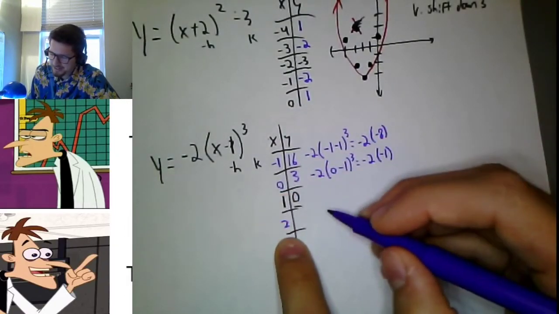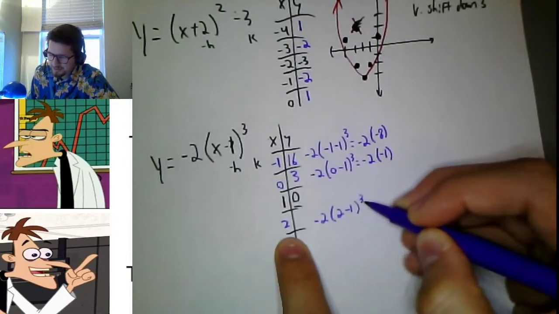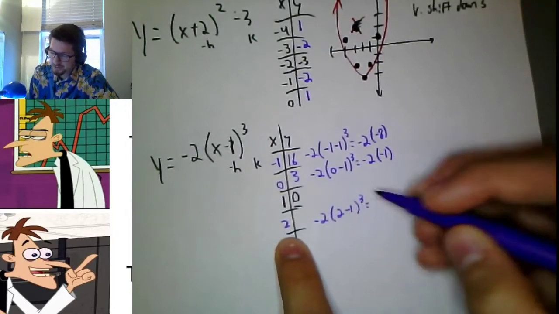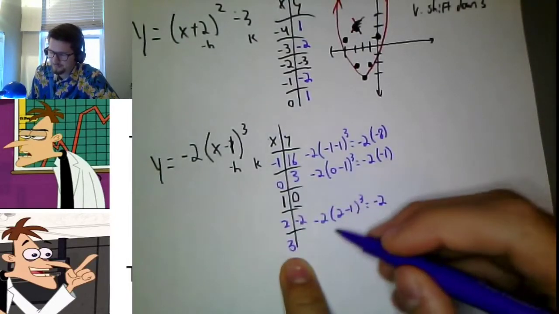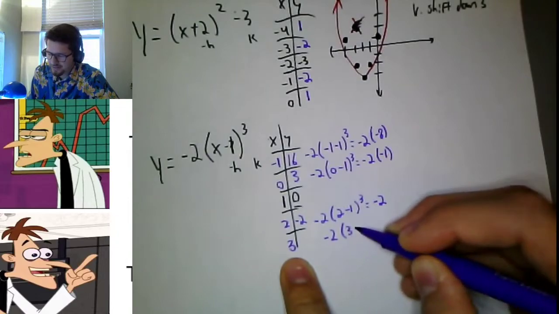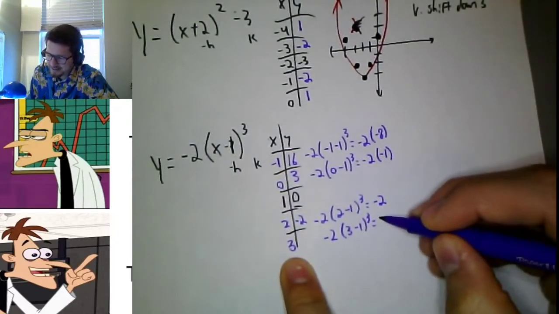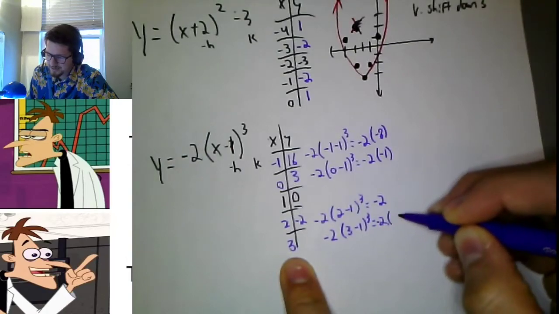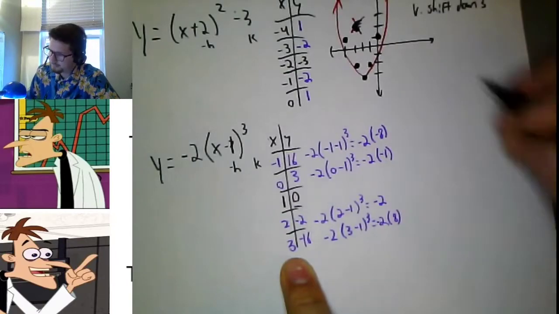All right, if I have a positive 2 in there, negative 2 times positive 2 minus 1 cubed. 2 minus 1 is 1. 1 cubed is 1. Negative 2 times 1 is negative 2. Negative 2 times 3 minus 1 cubed. 3 minus 1 is 2. 2 cubed is 8. So that's negative 2 times 8. That gives me negative 16. Alrighty.